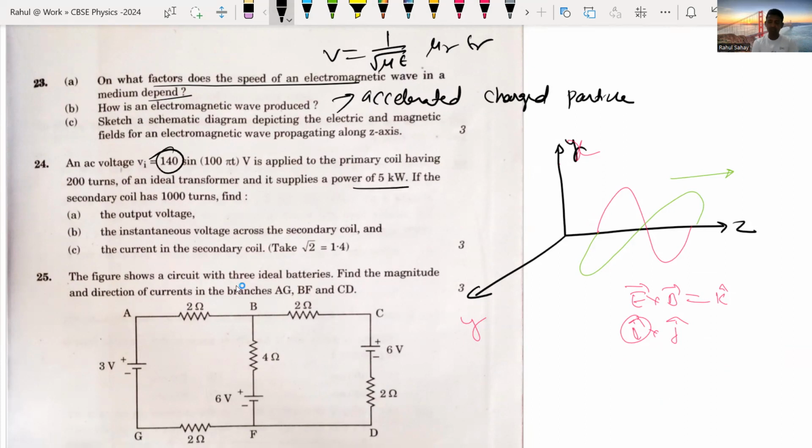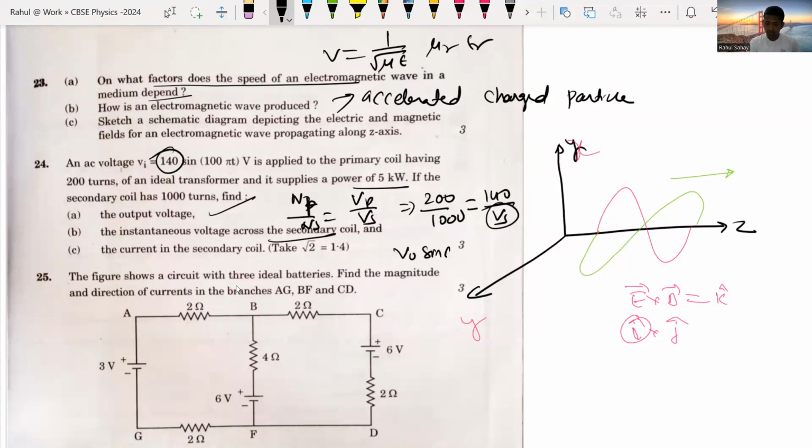And the input power they have given is applied to the primary coil having 200 turns, ideal transformer, right? So first this is the input. So N2 by N1, or NS by NP, is equal to VS by VP. VP is 140 by VS. And then whatever you get is the instantaneous voltage of the secondary. So you get V naught sine omega t here also, the current in the secondary coil.